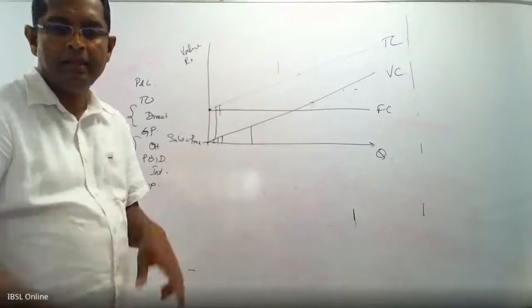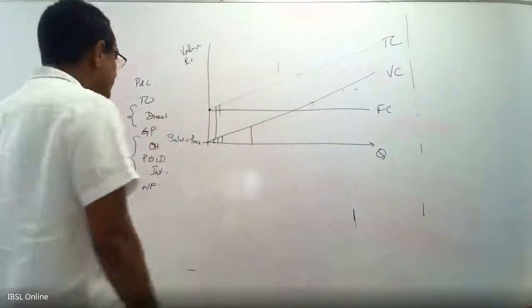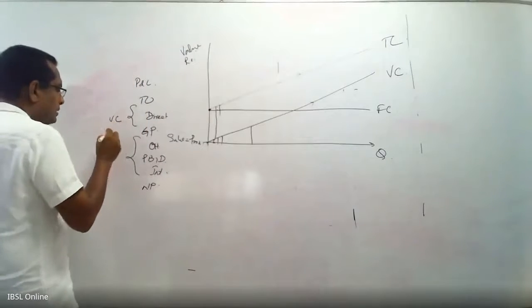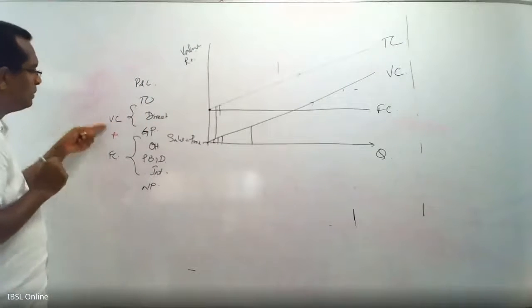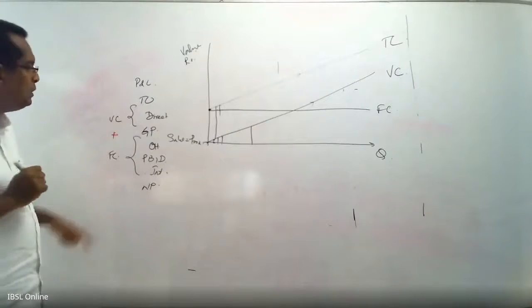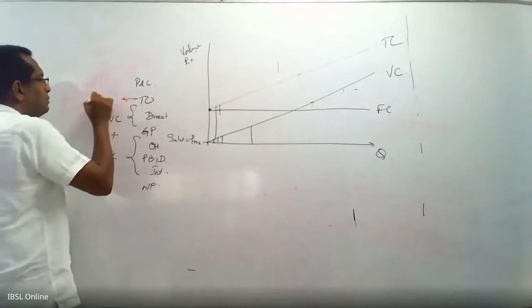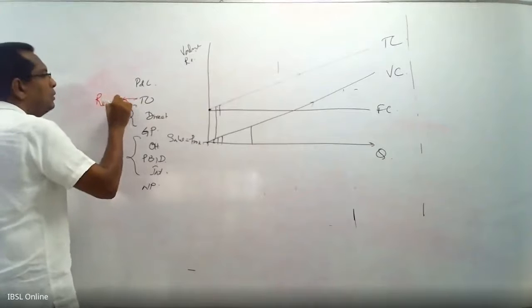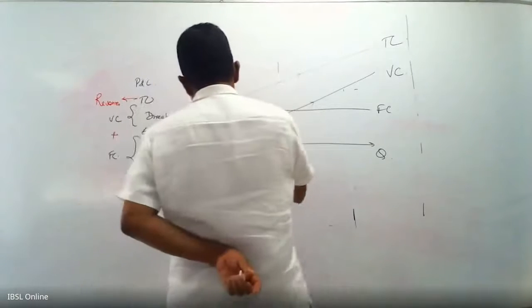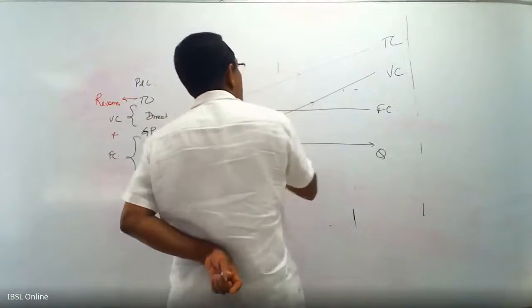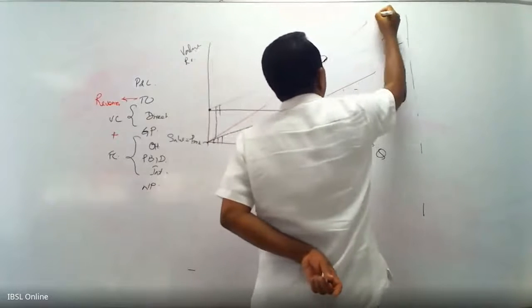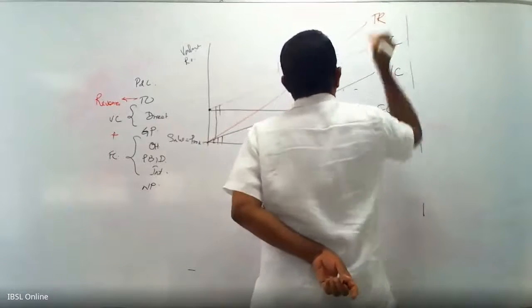Right? That is the total cost line. That means fixed cost plus the variable cost. Then you have this one, this line, revenue. Right? This is your revenue line. Total revenue.